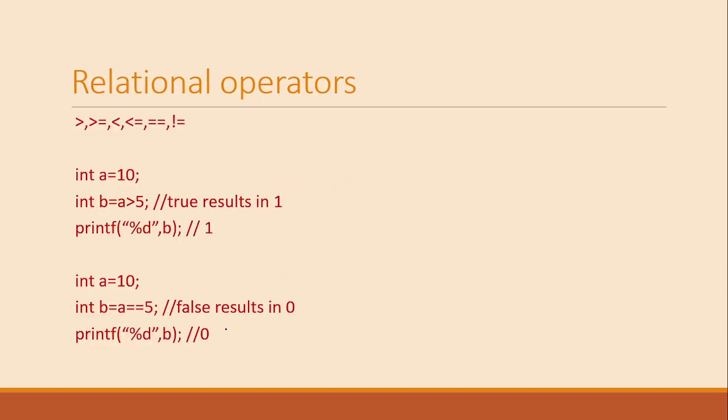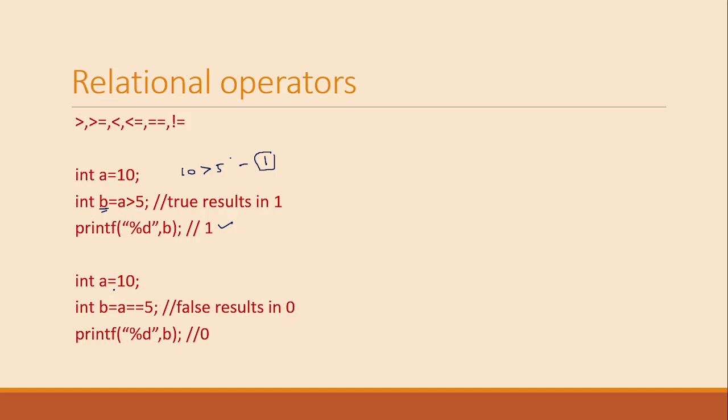Now when we go for relational operators, we have greater than or equal to, less than or equal to, not equal to, so on and so forth. So now when I have an expression where A equal to 10, if A is greater than 5, what does it mean? A value is 10 now. So 10 greater than 5. So obviously the condition is true. When the condition is true, it will result in 1. If the condition is false, it will result in 0. So when I print B, I will get 1 here.